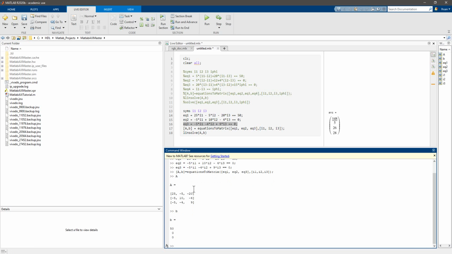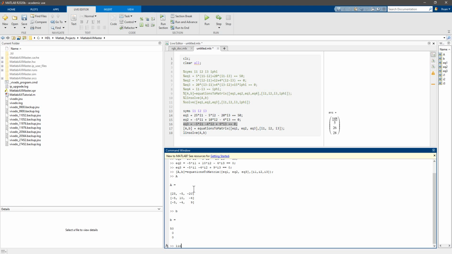It's a single column, a 3 by 1 matrix, while A is a 3 by 3 matrix. Now, in the last step, since I have matrices, I can use the linsolve function of MATLAB to get my unknown values, which will be I1, I2, and I3.